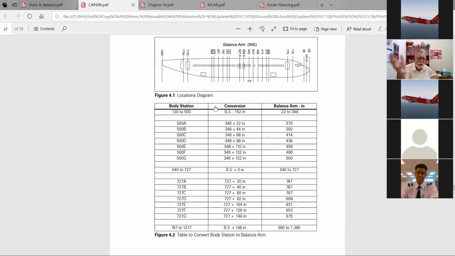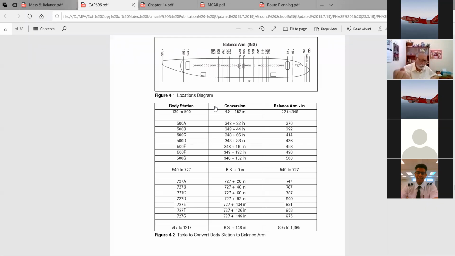So this is how you have to read this particular chart in your MRJT. You should know in your CAP 696, if a question comes about body station, balance arm, conversion, any of these words, immediately you turn to figure 4.1, 4.2, read it and get your answer correctly. So you have to learn from your CAP 696 where what is, so that you can immediately refer to it. Is it clear so far as 4.1, 4.2 is concerned?